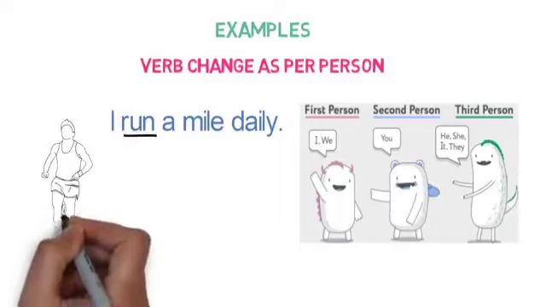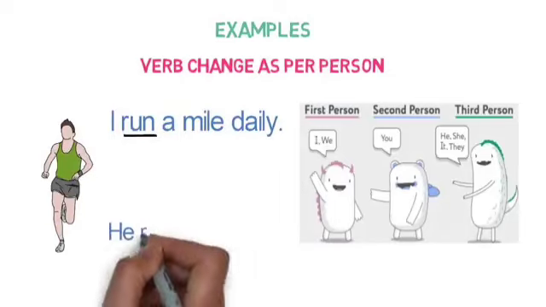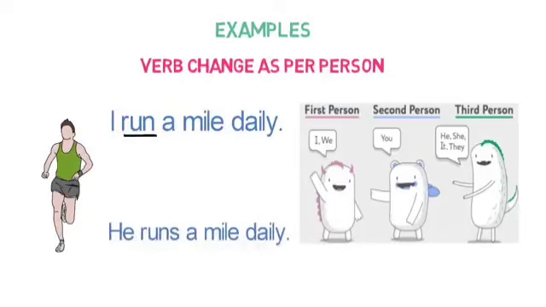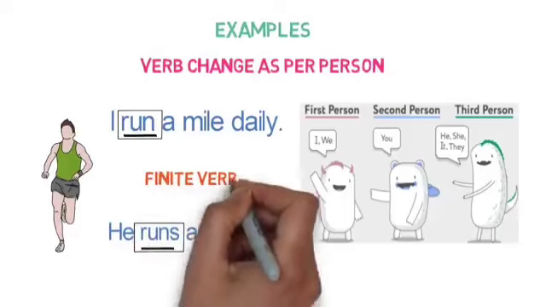Now let's look into another sentence. He runs a mile daily. Here the subject he is in third person and the verb is runs. You can see here that the verb run changed to runs as per the person. So both run and runs are finite verbs.